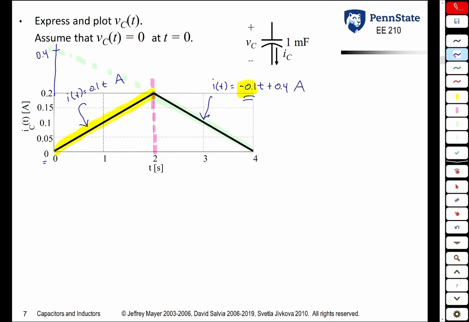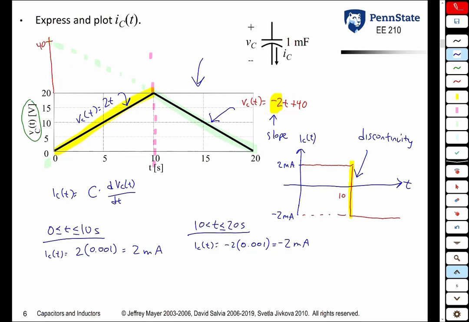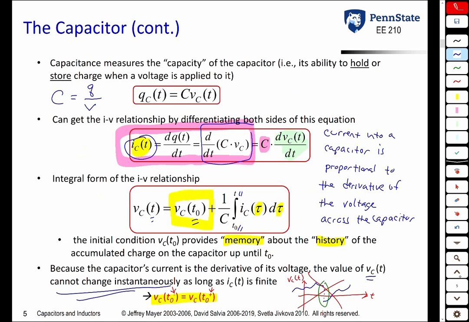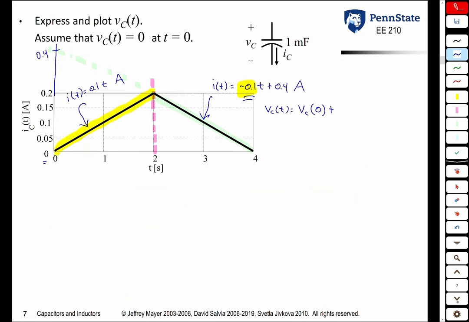Now that we have expressions for the current, we can now find the expression for the voltage. Remembering that the voltage across the capacitor is the initial voltage at some starting time, which we're going to call t0, plus 1 over C. So once again, going back to this equation here and this page here. So VC of t is VC at time t0, which in this case is 0, plus 1 over C times the integral from 0 to t of IC of tau d tau.